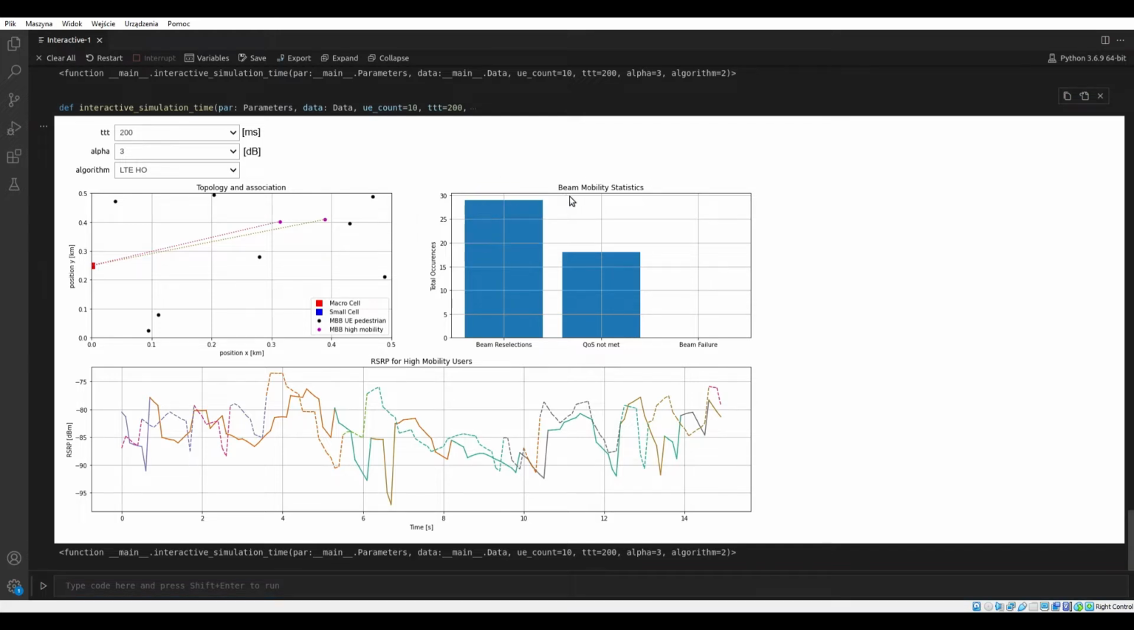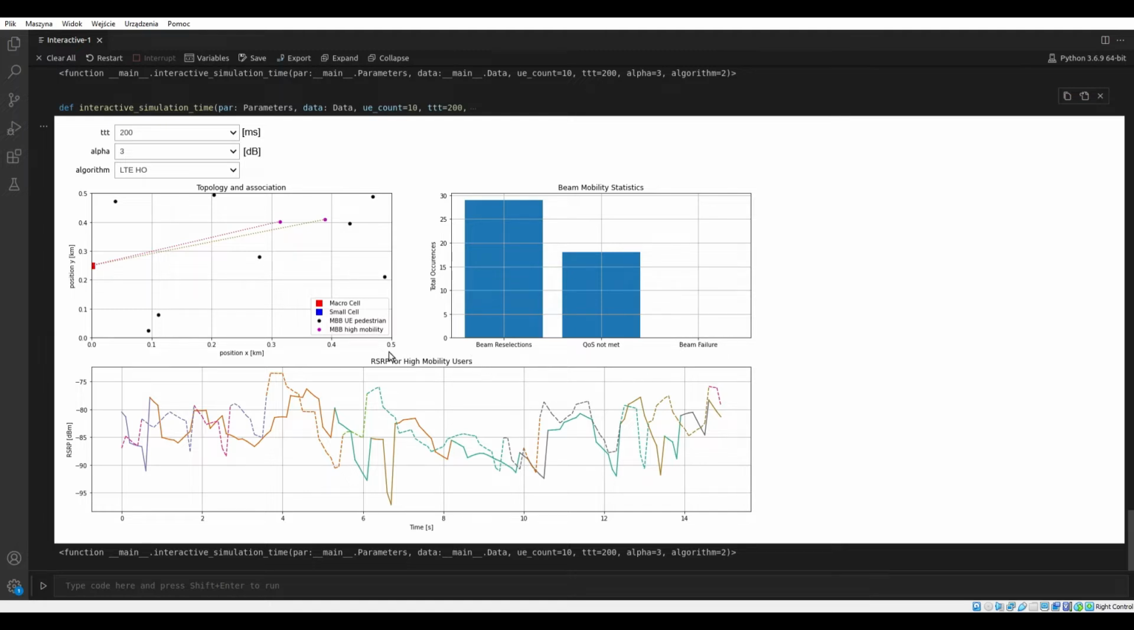In the right plot, there are beam mobility statistics presented. First bar presents the number of beam reselections. Second bar informs about the number of times when not the best beam is selected. Third bar presents the number of beam failures, when received power falls below -100 dBm.